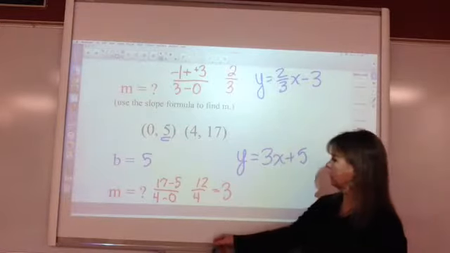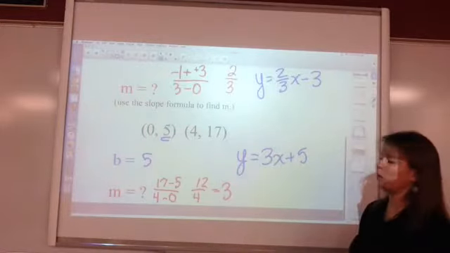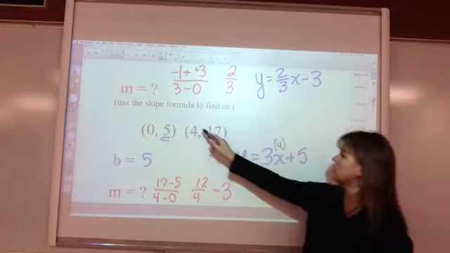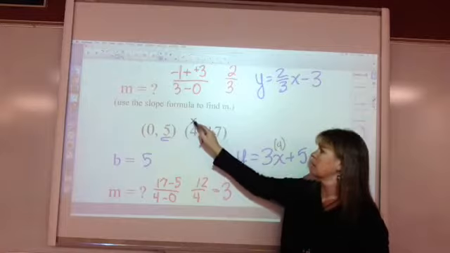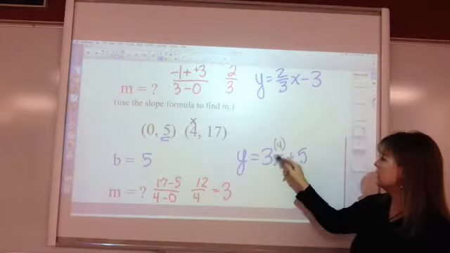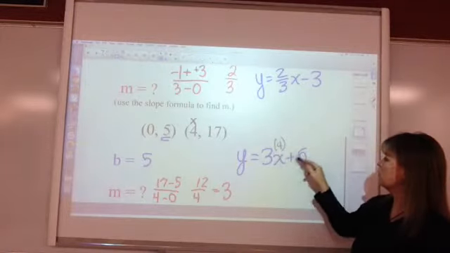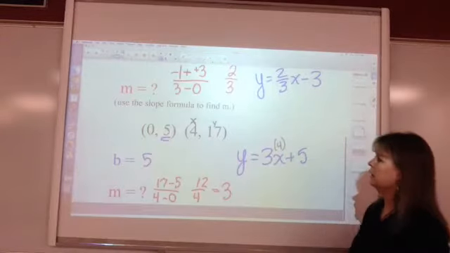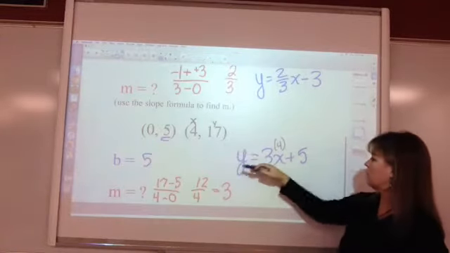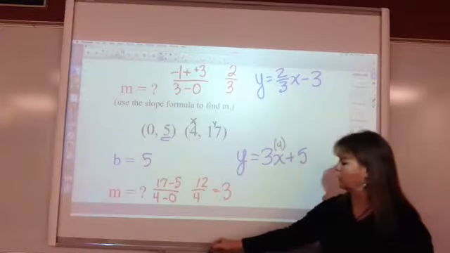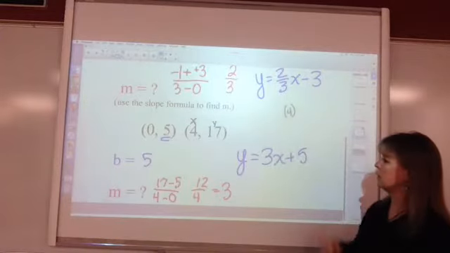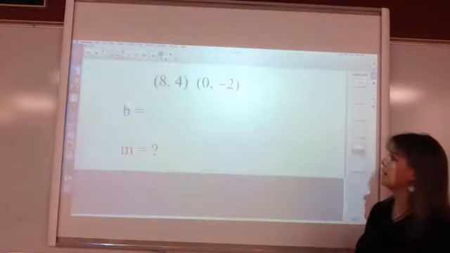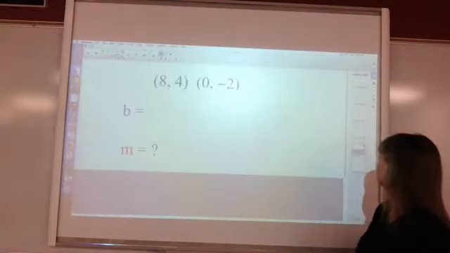And you can check your answer. See if you did it right. You know me, I always force you to check your answers or ask you to. All you have to do is put this other x in its spot. 3 times 4 is 12. 12 plus 5 is 17. If that point works in this equation, then you can check your answer and know that you did it right. It helps you find little mistakes, losing some negatives.